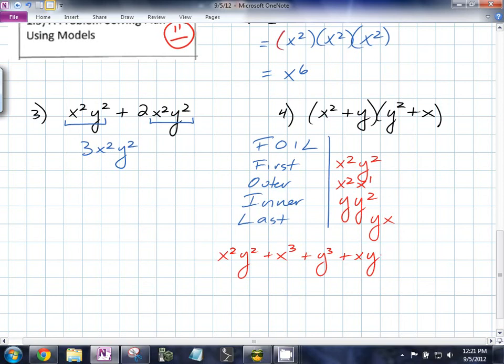Foil is a good word to remember, but the better thing to remember is you're multiplying everything in the first thing times everything in the second thing. For example, we multiplied x squared times y squared and x squared times x. We also multiplied y times y squared and y times x, and then we just added them all together to get this answer right here.